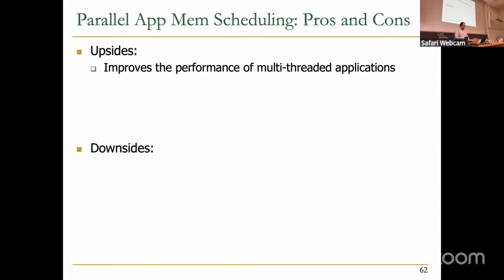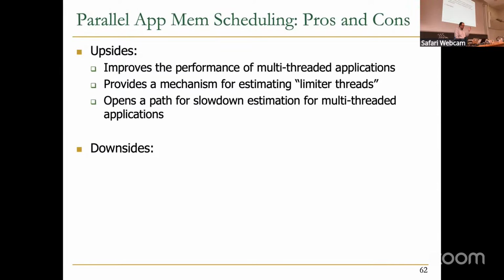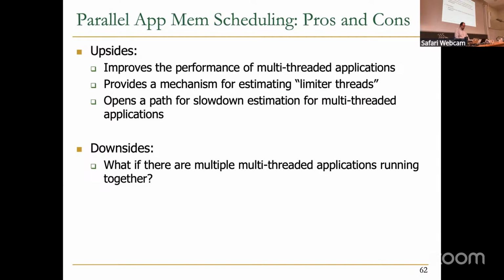So it improves the performance of multi-threaded applications and provides a mechanism for estimating limiter threads, and opens a path for slowdown estimation for multi-threaded applications. However, this work, as any work, has some downsides. What if there are multiple multi-threaded applications running together?